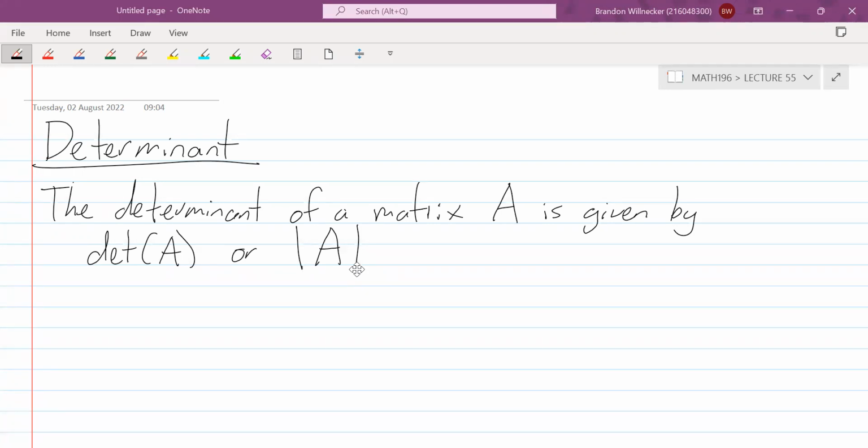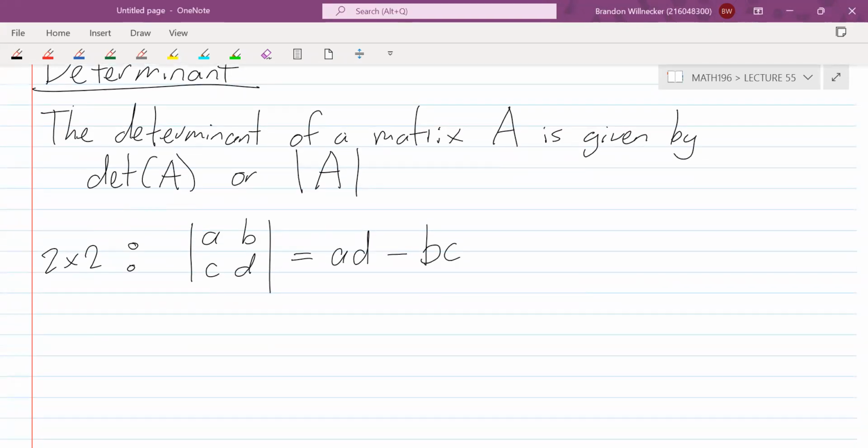Okay, so how do we find the determinant? Well, we do it in stages. We define the determinant for a 2x2 matrix, and then we extend this idea for an n by n matrix. Okay, so let's start off with the 2x2 matrix. So I'm going to use the absolute value notation. So if we have A, B, C, D, we want to find the determinant. This is given by AD minus BC. Okay, so we get a number in the end. So the determinant of a matrix is just a number.